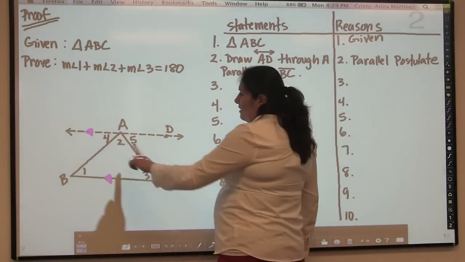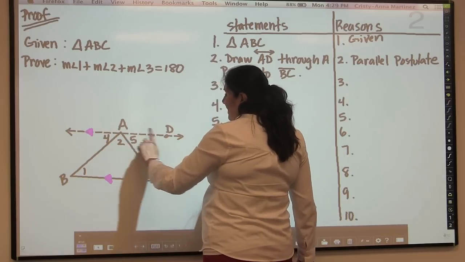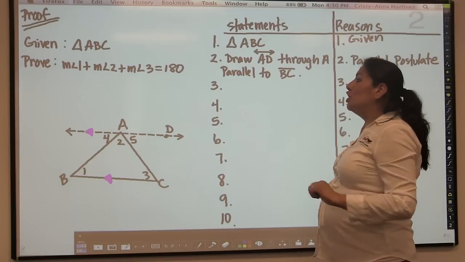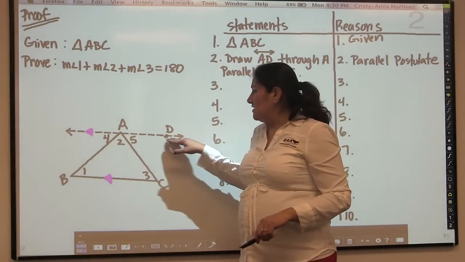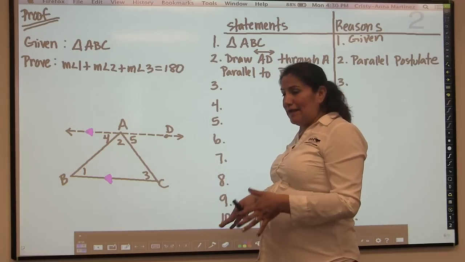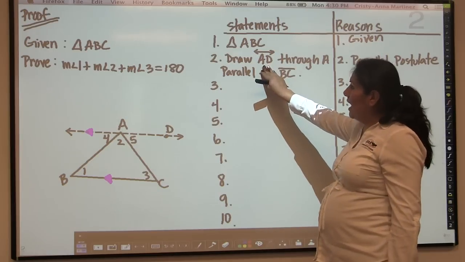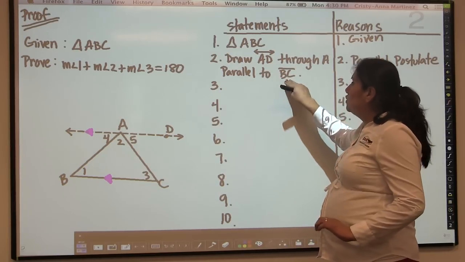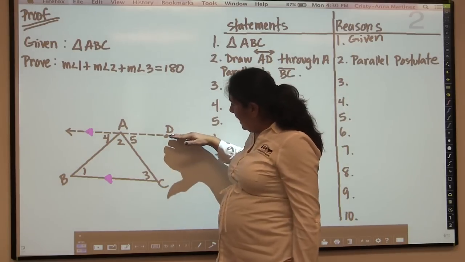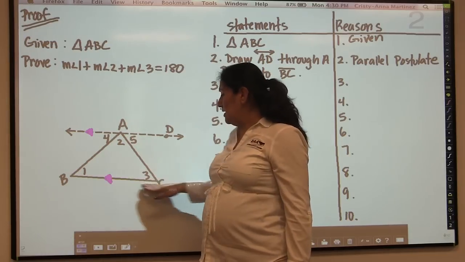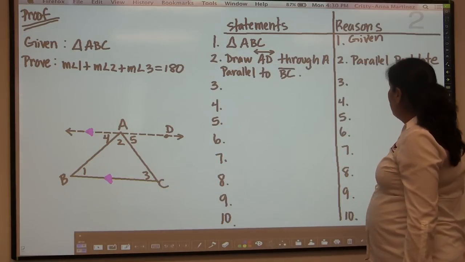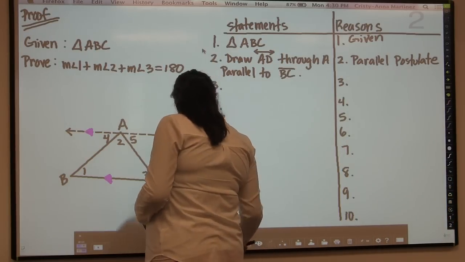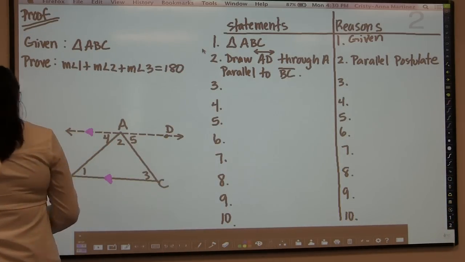But I'm adding this line segment here that we're going to call AD. And you'll notice that it's a dashed line because it's not actually part of the original diagram. But I'm adding that. So I am drawing line AD through point A so that it's parallel to segment BC. So now what I'm showing you is that AD is parallel to BC, and we're going to see why that is important later. And that's due to the parallel postulate. And from here is where we start beginning to add to our proof.